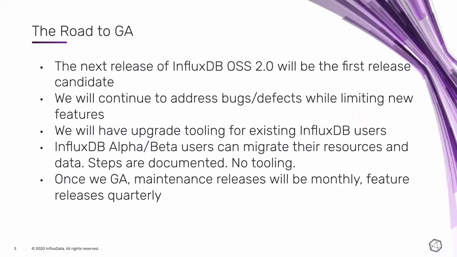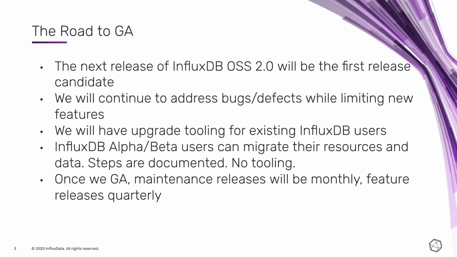So if we jump to the next slide. Officially, the next release of InfluxDB open source will be the first release candidate. Normally we've had approximately a two week release cycle for our InfluxDB betas. It's been a little longer this time, and it's for good reason. We made some pretty awesome changes behind the scenes to make it a lot easier to get to our release candidate, and we'll talk about those in a minute.